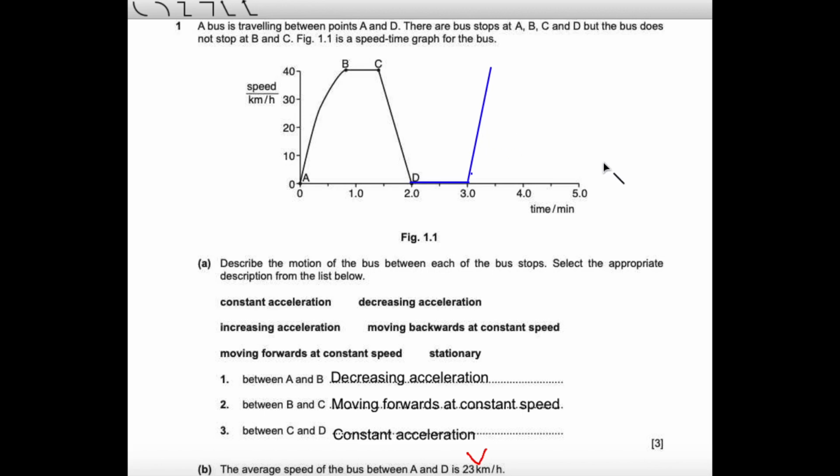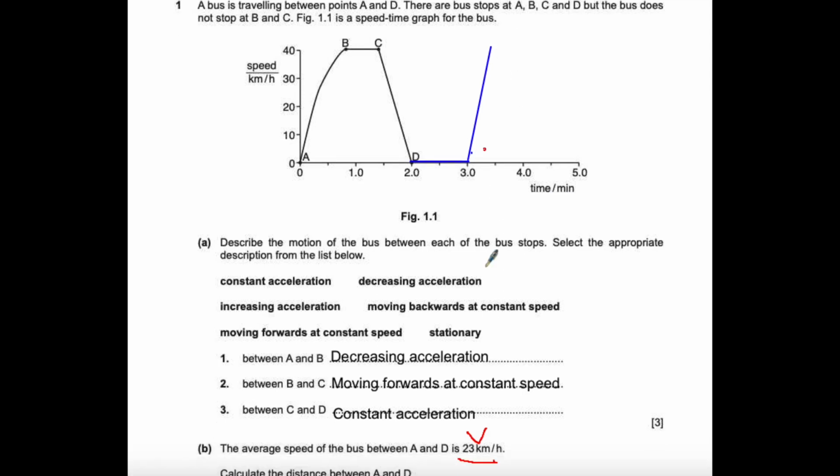He asked me to label X when the bus starts to accelerate. So this point will be X, because the bus starts to accelerate. And label Y for 30 seconds later. So this point will be Y, and this point is X, 30 seconds apart, from 3 to 3.5 minutes. That's it. Thanks a lot.